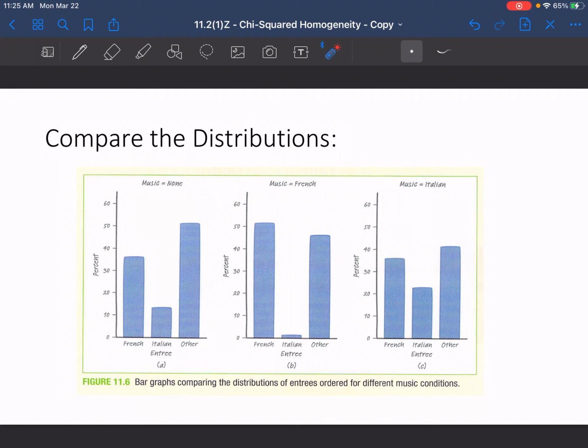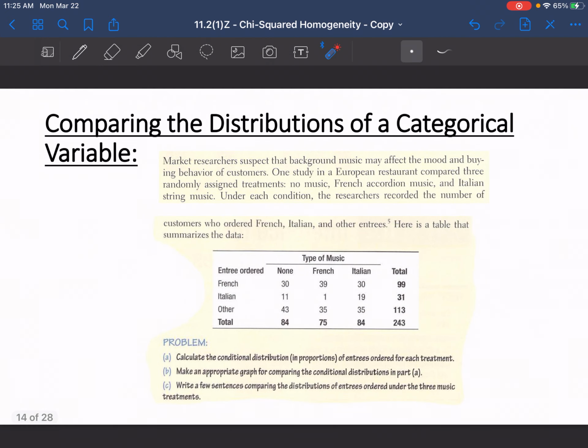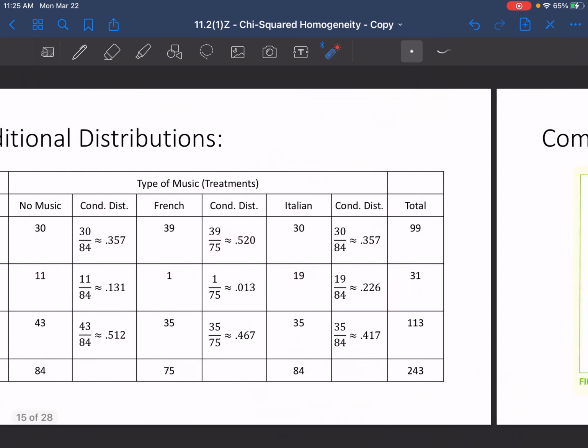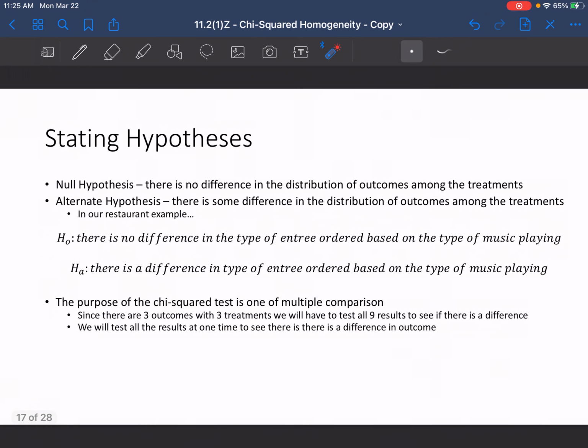So you can just make that by simply making a bar graph for each one of those distributions. Finally, Part C asks us to write a few sentences comparing the distributions of entrees ordered under the 3 music treatments. And this is where the actual chi-squared test really comes into play. So this is where you have to go through that 4-step process again.